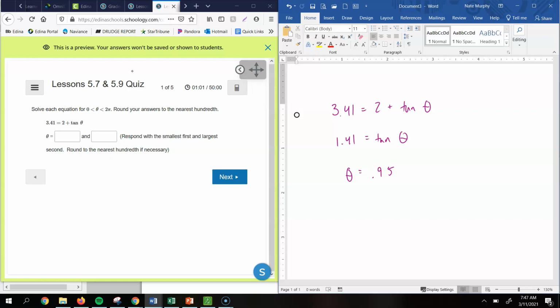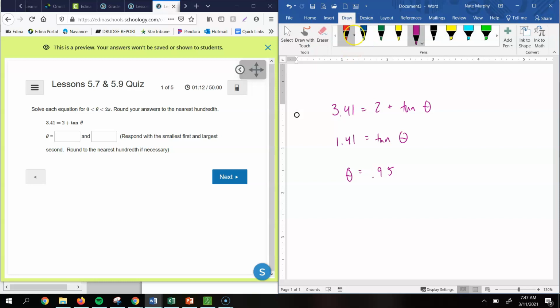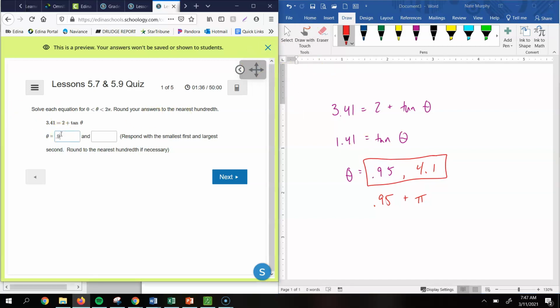Now remember, for the tangent function, it's a little different than the sine and cosine function, because for the tangent function, every value repeats itself every pi radians. So to find the other value, I'm going to add pi to 0.95. So when I do that, I get 4.095, or we can just say 4.1. So our two values between 0 and 2 pi would be 0.95 and 4.1.